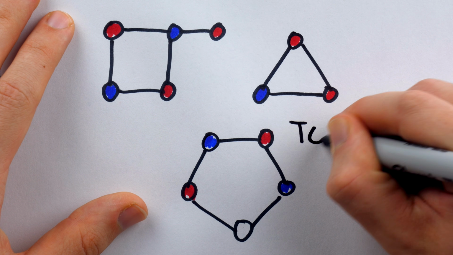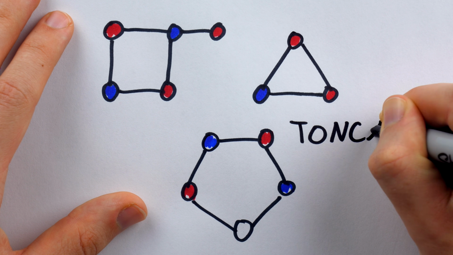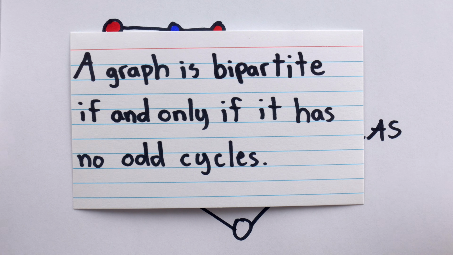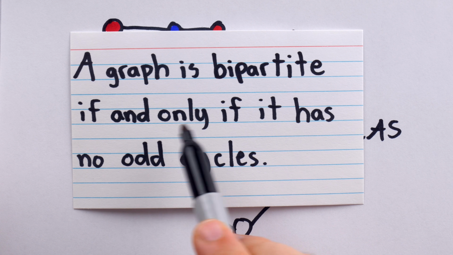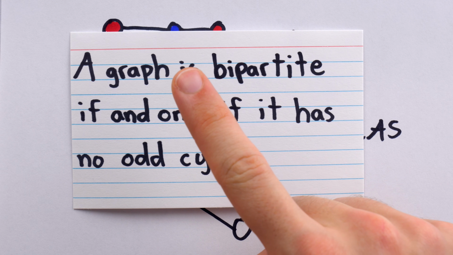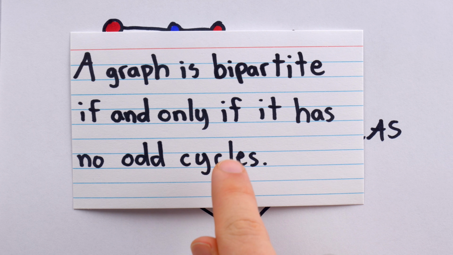But in this case, it turns out that the converse is true. The obvious necessary condition is also sufficient. So we would say that a graph is bipartite if and only if it has no odd cycles. I know two things from this statement. One, if a graph is bipartite, it must not have any odd cycles, because I know that's necessary.